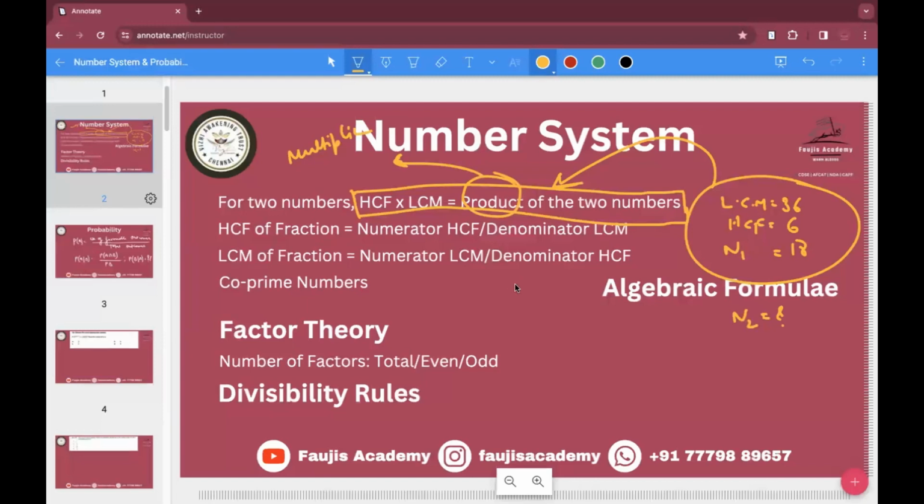Are you feeling sleepy? Okay. So HCF into LCM, that means 6 into 36, is equal to N1, which is 18, into N2. Now you tell me what is the value of N2?